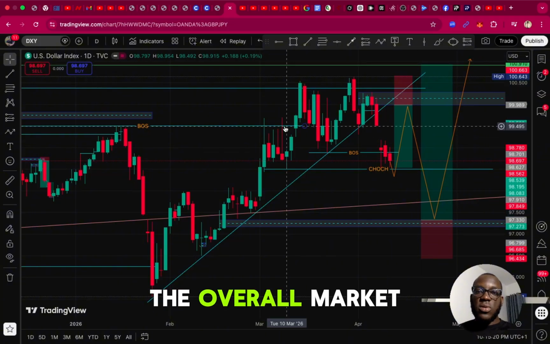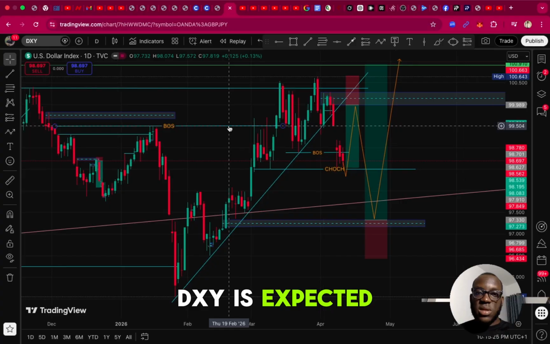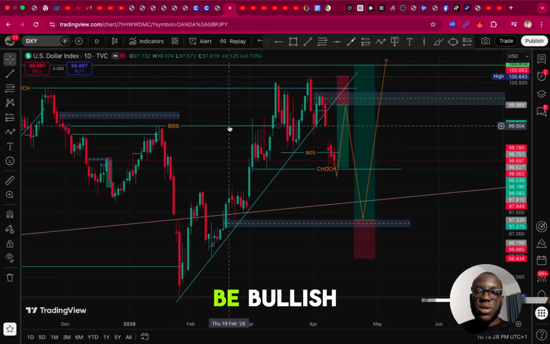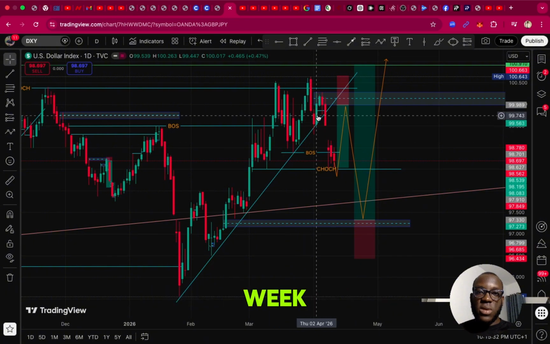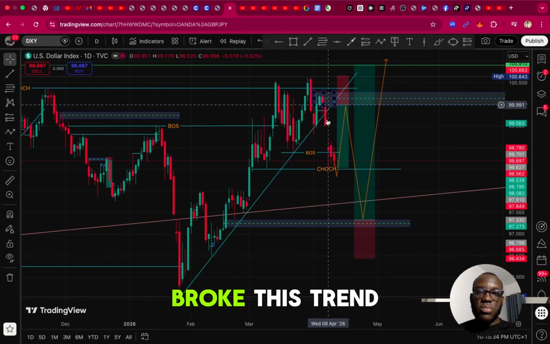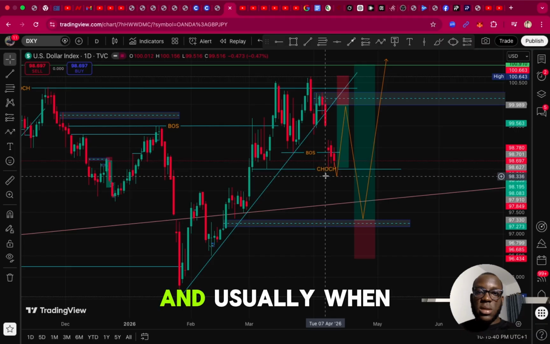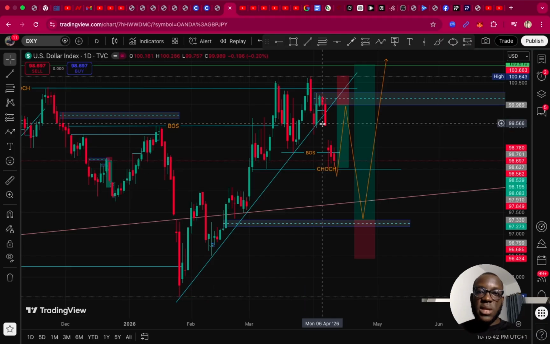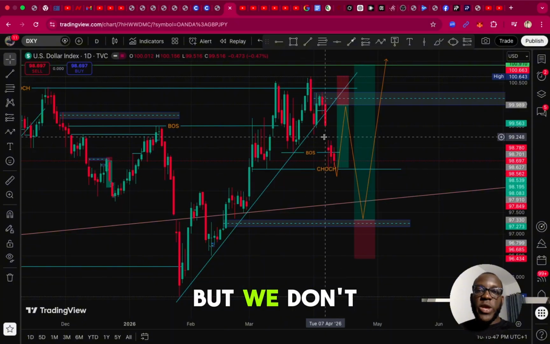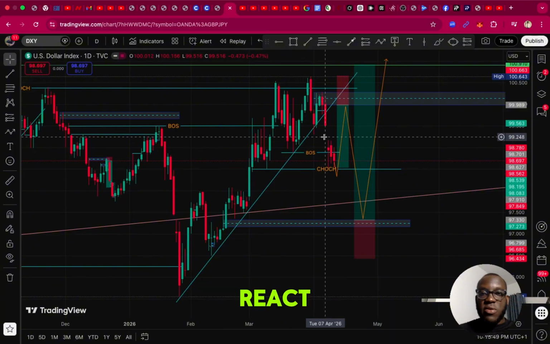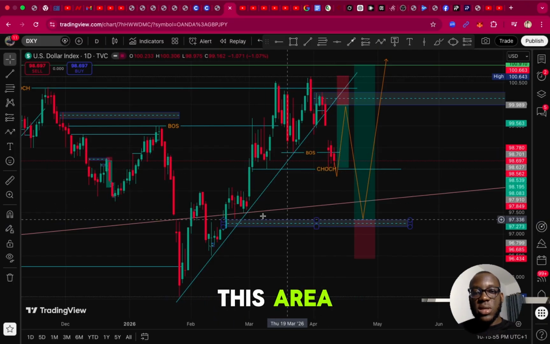The overall market view of this DXY is expected to be bullish. But looking at what happened last week, the market actually broke this trend line, and usually when something like this happens, we expect a pullback, then a drop down. But we don't know how the market is going to react. But what we know is that it will surely come down to this area.